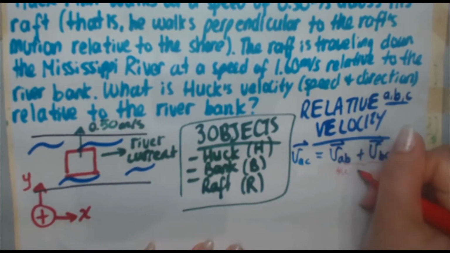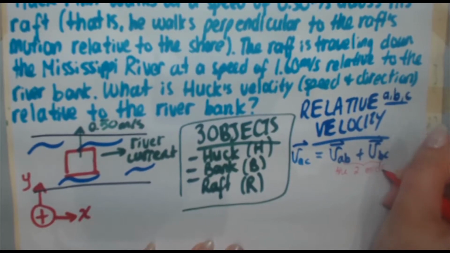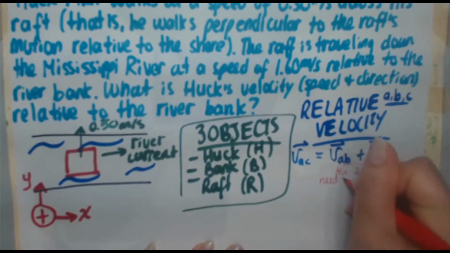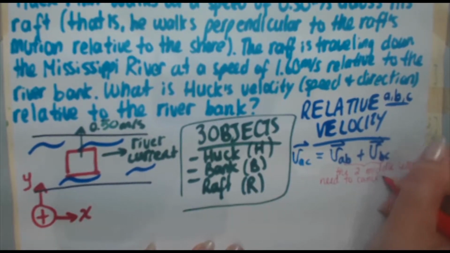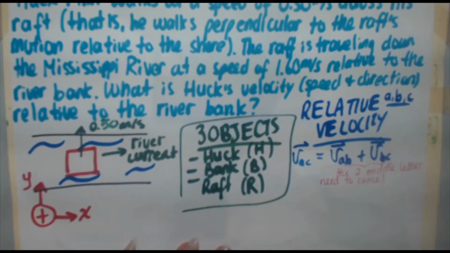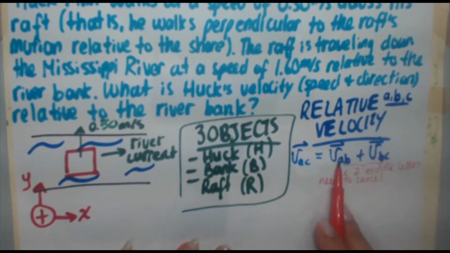The two middle letters need to cancel, so they must always be the same. I hope you guys can see that. If not, I'll reiterate it again. AC is what we're looking for. So A has to be on the first subscript in our addition here, and C has to be the last one. And the two middle letters need to be the same. So imagine them canceling out, and you're left with A and C.